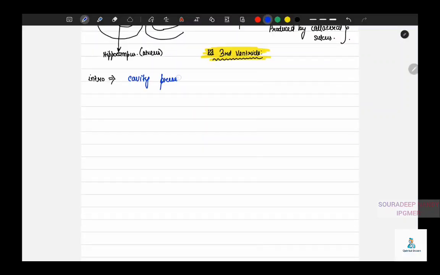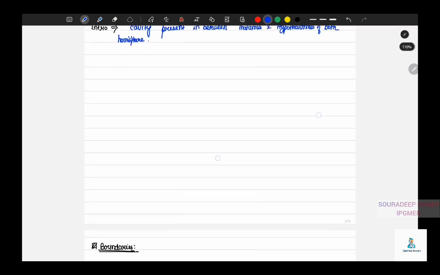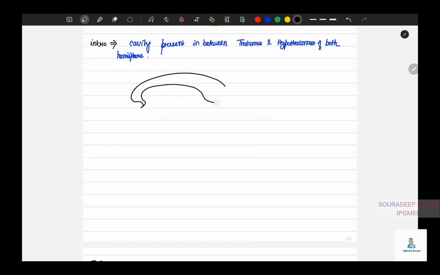So now let us discuss the third ventricle. The third ventricle is a cavity present in between thalamus and hypothalamus. That is, it is a cavity present in the diencephalon of both the hemispheres. Here I am drawing the diagram of the third ventricle. So here is the corpus callosum.